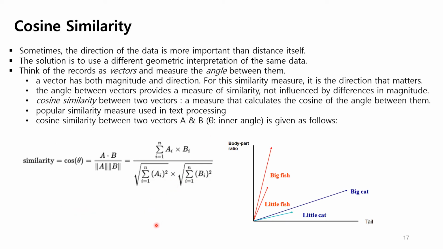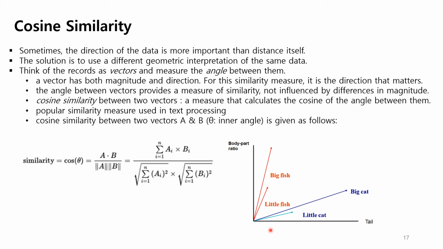The next similarity measure we're going to study is cosine similarity. Actually, similarity is the opposite of distance, so in IBL you can use either of them. So what is cosine similarity and why do we need it? Let's begin with this example.